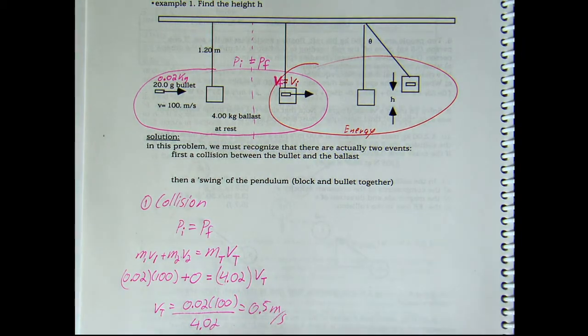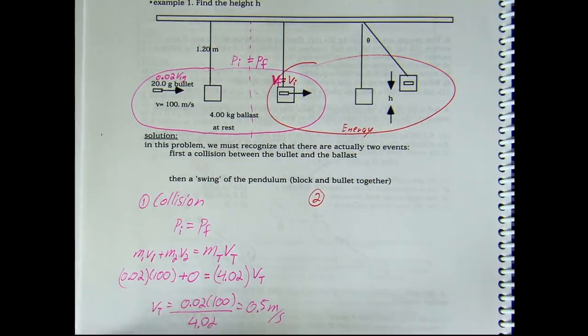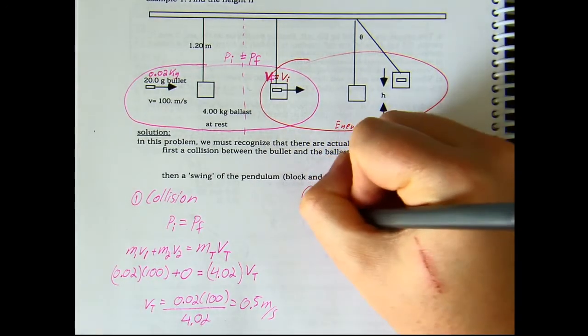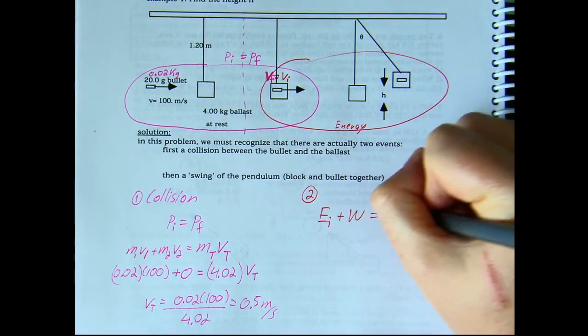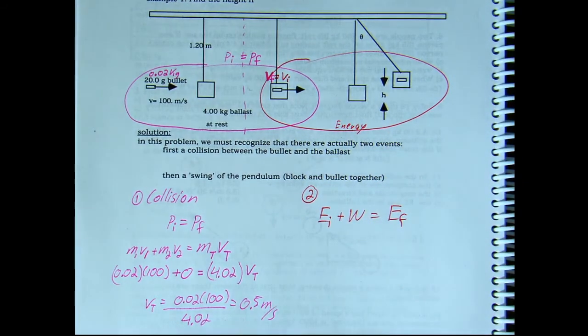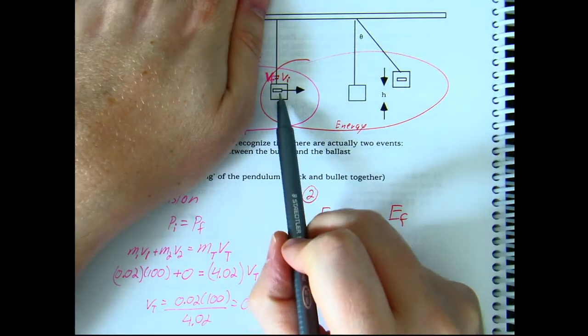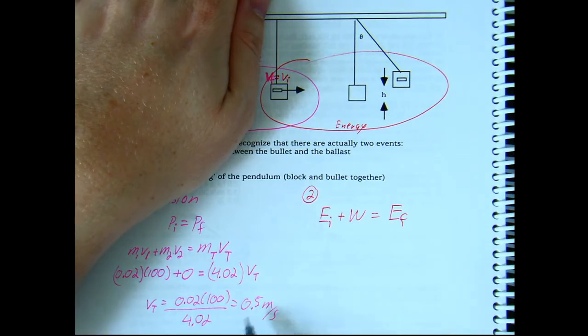So now we're going to take this and look at energy. We've got initial energy plus work equals energy final. And now we're totally ignoring the collision part of the problem. We're saying, okay, if this block and bullet combo are moving with a velocity of 0.5 meters per second, how high are they going to go?